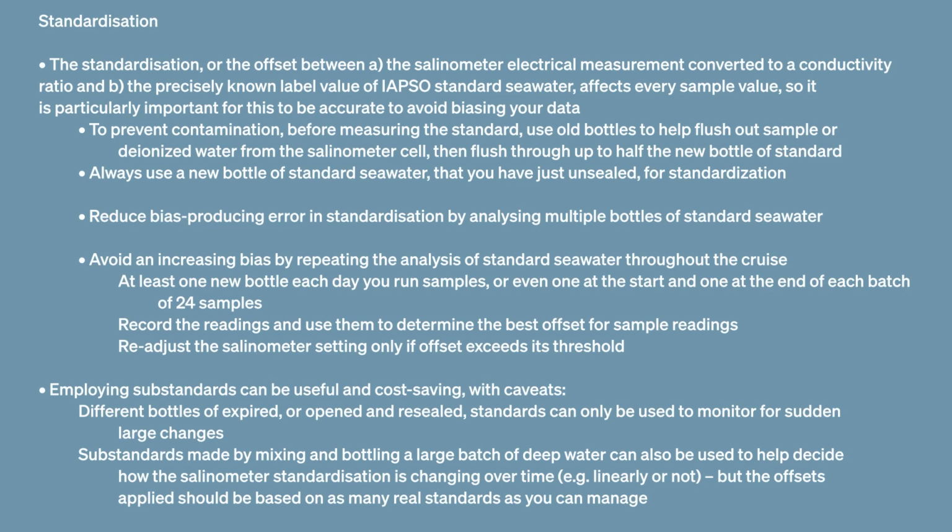But this may not be within the budget, so you can also mix up your own substandard, ideally using deep ocean water in a large bottle and then decanting it into sealed sample bottles. And you can use that as a sanity check on whether the machine is drifting over the course of a run by running, in addition to a standard, a substandard at the start, a substandard in the middle, and a substandard at the end. You shouldn't use the offsets from a substandard to adjust the sample readings. They're just there to let you know if there are problems.